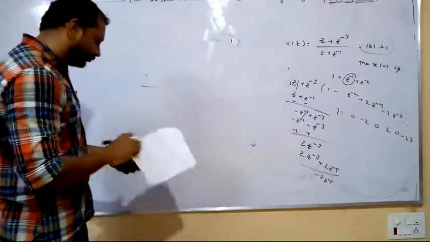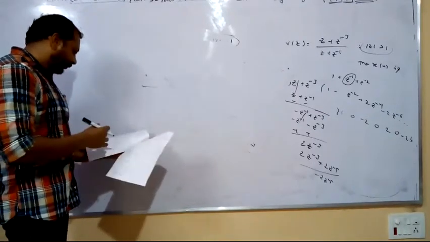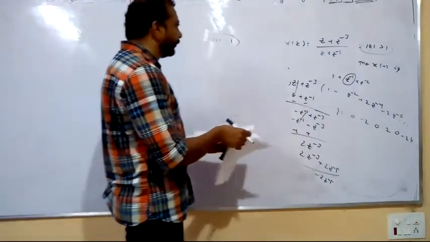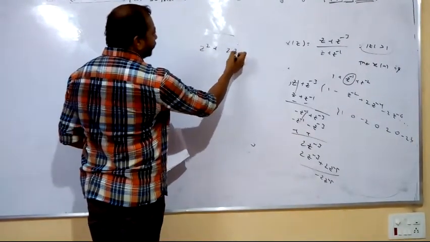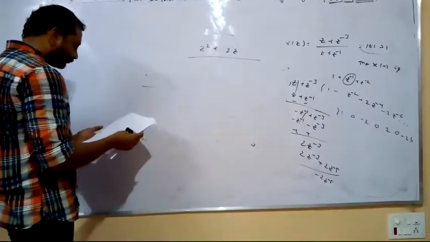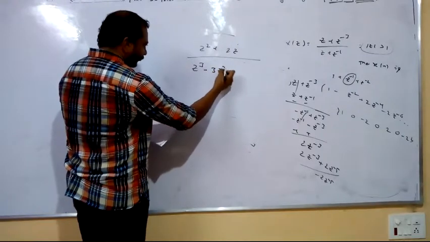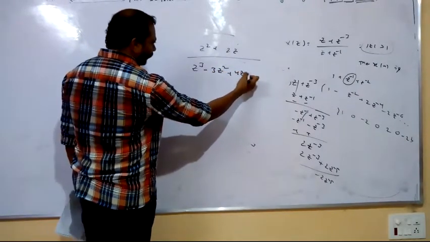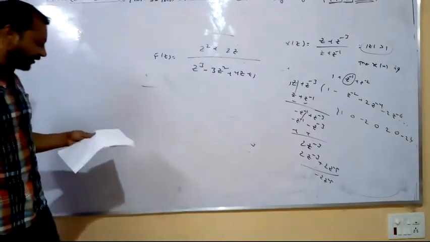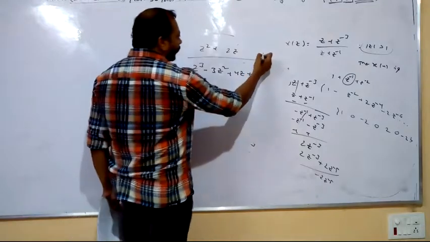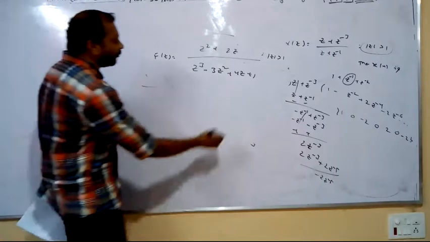Consider h of z is equal to (z square plus 2z) divided by (z cube minus 3z square plus 4z plus 1). This is your f of z they have given, h of z or f of z, whatever they have given, and the corresponding ROC is mod z greater than 1. They are asking what is the value f of 3.